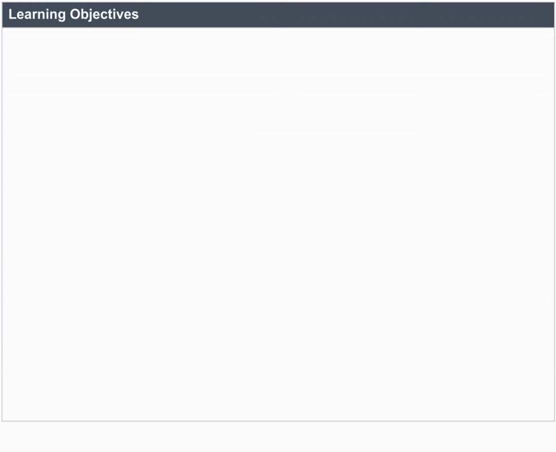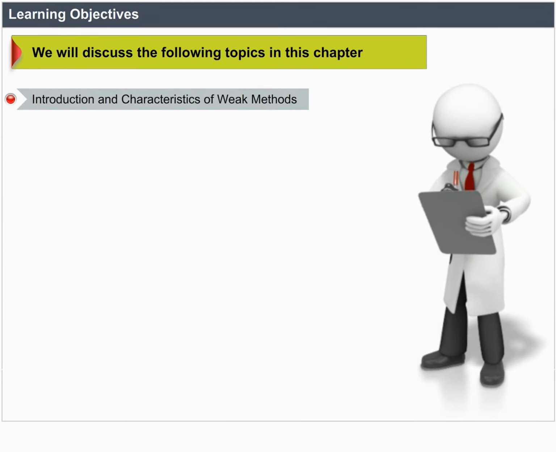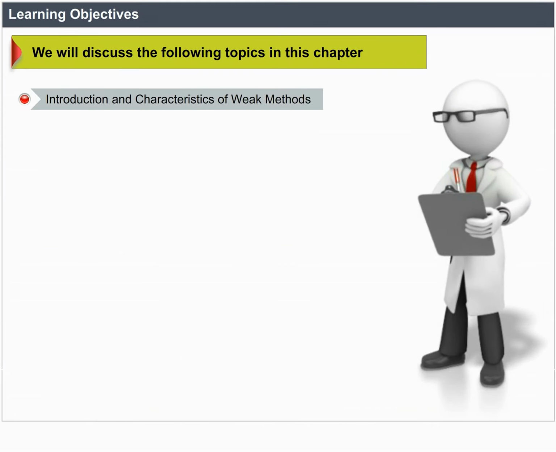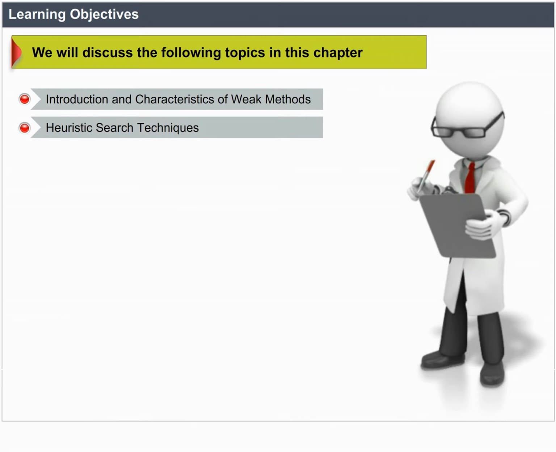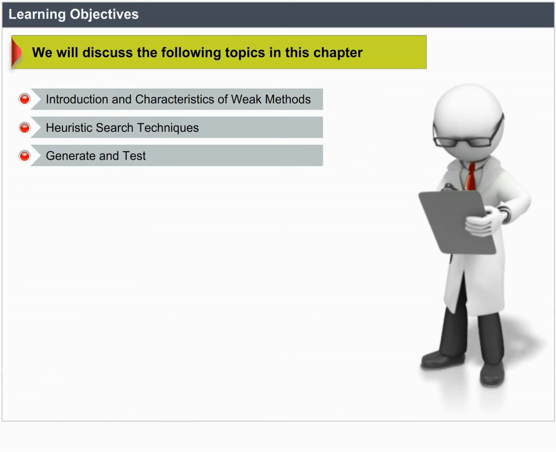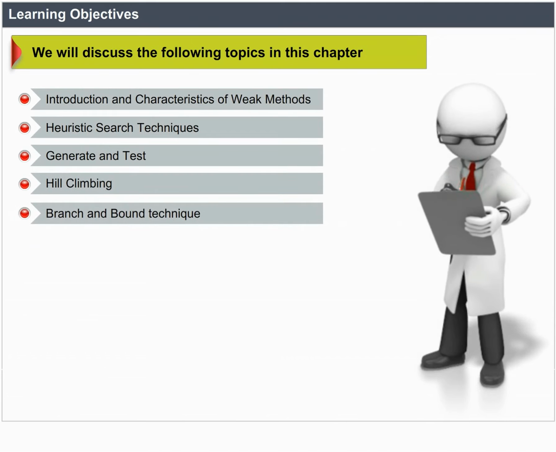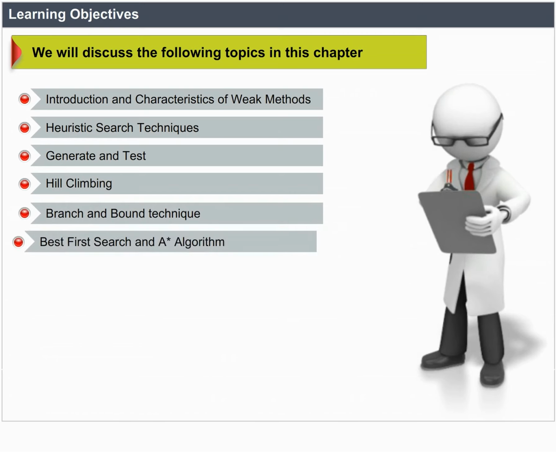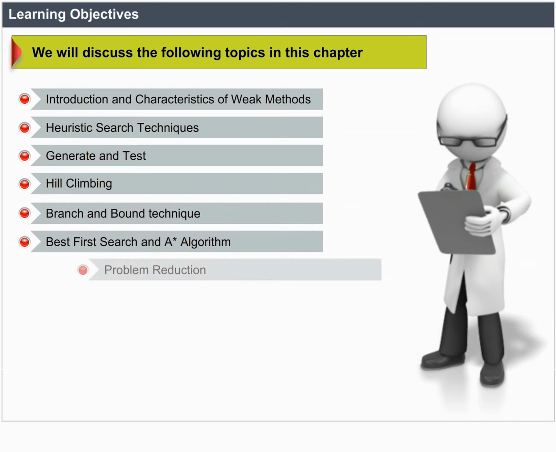Learning objectives. We will discuss the following topics in this chapter. Introduction and characteristics of weak methods. Heuristic search techniques: generate and test. Hill climbing. Branch and bound technique. Best first search and A-star algorithm.